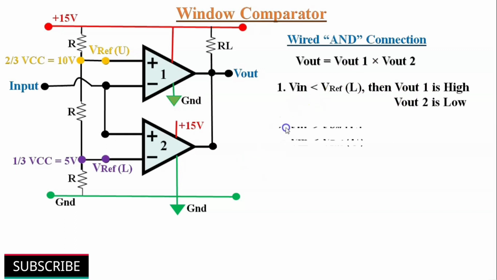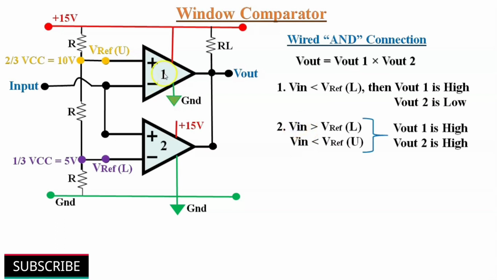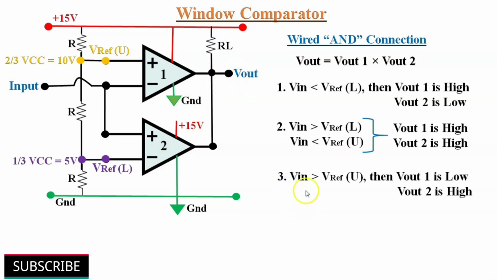If the input voltage is in between lower and upper threshold voltages, then both comparators outputs will be high. So the overall output becomes high. If the input voltage is greater than the upper reference voltage, then comparator 1 output will be low and comparator 2 output will be high. So the overall output becomes low.